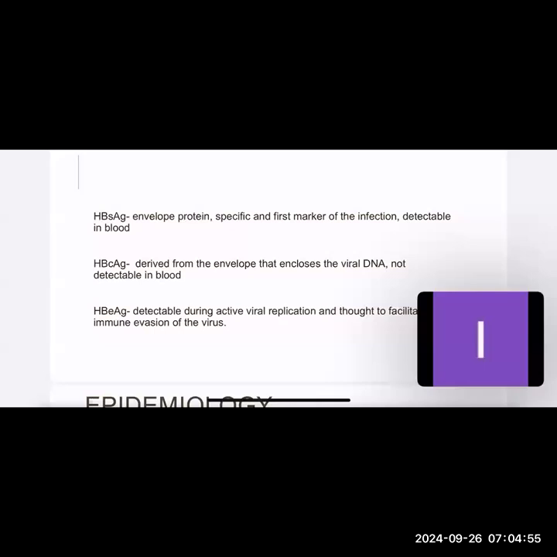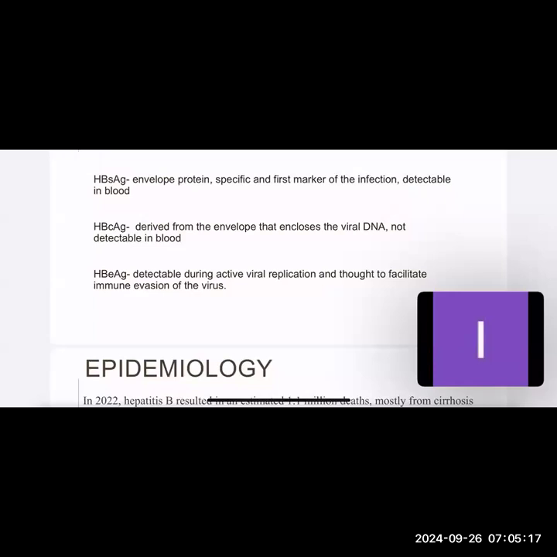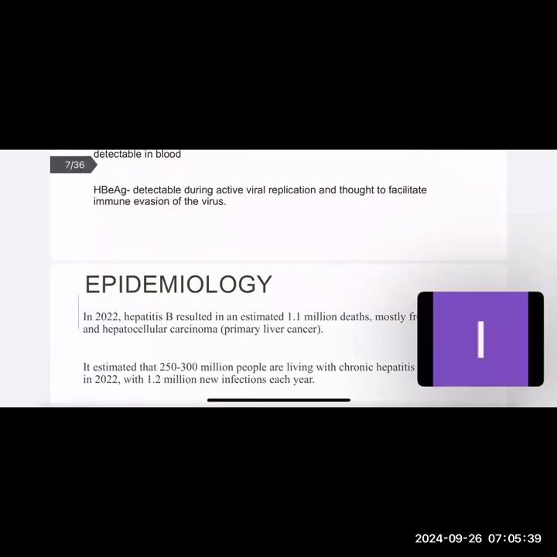There are different sizes. There's a large, there's the medium, and then there's a small, but they're all surface antigens, and it's specific and is the first marker of infection, and it's detectable in blood. The core antigen is derived from the envelope that encloses the viral DNA. I think we're able to appreciate that, but it's not detectable in blood. Then the E antigen is very important because it's the one that helps indicate whether the individual who has the virus is actively replicating or not, and is one of the things that the virus possesses that helps it evade the immune system. So it's basically this about the antigens and which ones are detectable in blood and which ones are not.